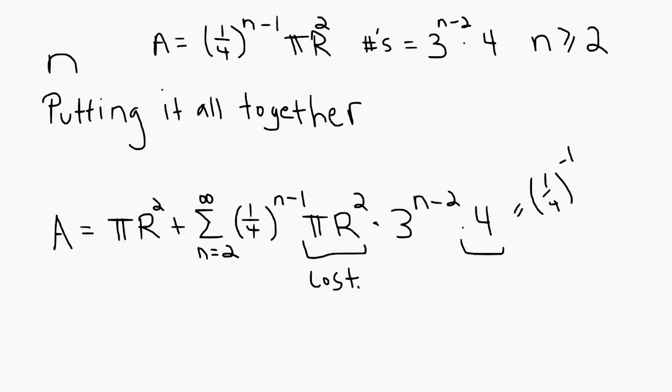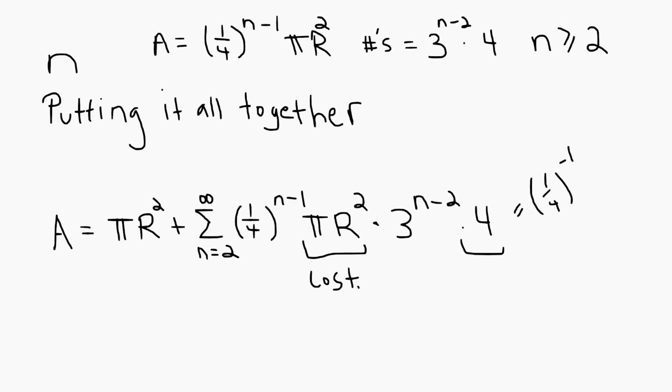So my area is going to be pi r squared, which is the area of my big circle, plus the area of all my branching out circles. So that's going to be the sum from n equals 2, the second level, to infinity, of my area, which is (1/4) to the n minus 1 times pi r squared, times the number of circles, which is 3 to the n minus 2 times 4. Pi r squared is a constant. It's not going to change, so I can pull that out of my sum. And 4 is the same as (1/4) to the negative 1.